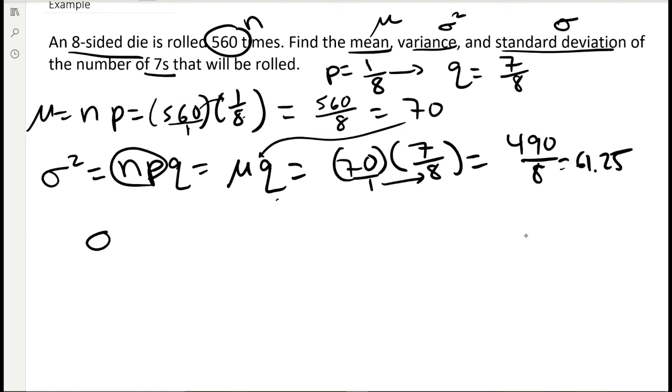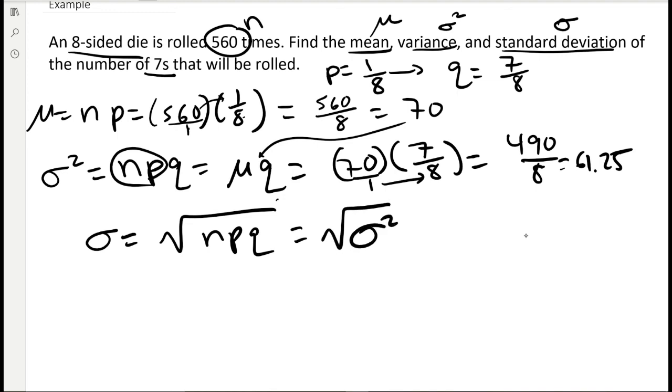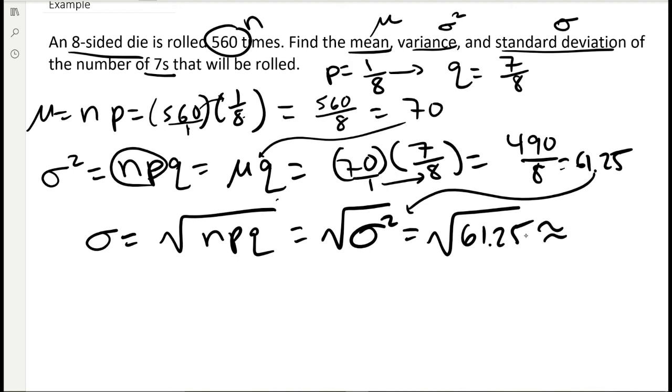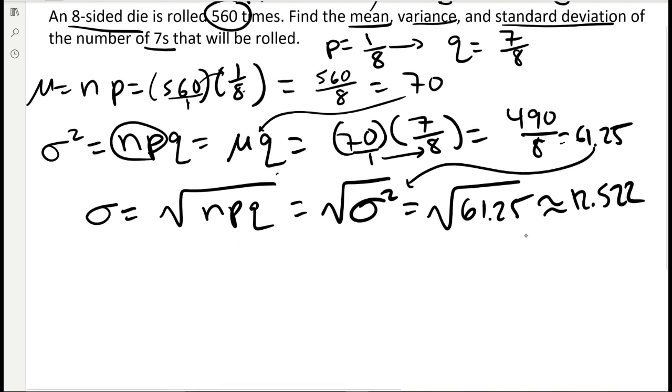So now we're going to do the standard deviation, which is the square root of npq, or the square root of whatever we just calculated. We get about 12.522. So those are my quantities here.